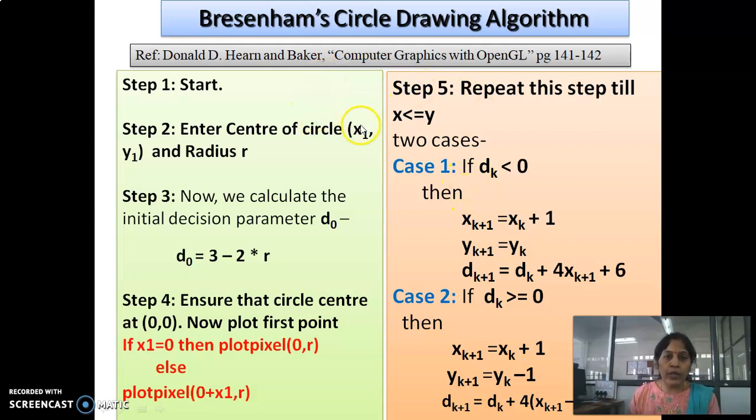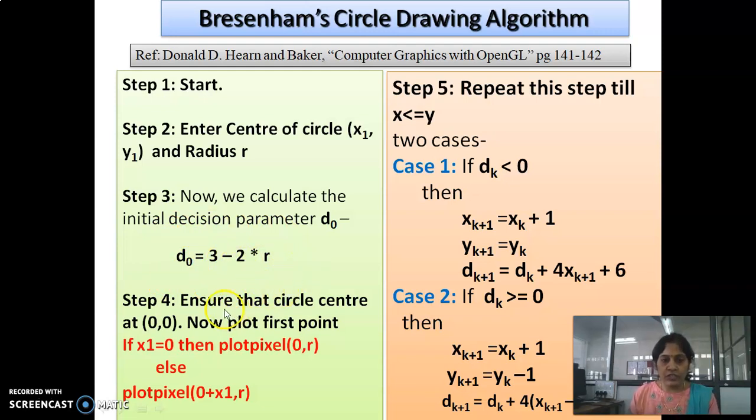So the input to every circle is the radius, represented here by x1, y1 coordinates, and we are taking the input as a radius r and the center point x1, y1. Now we calculate the initial decision parameter, which must be calculated before actually deciding the pixels of the circle drawing. So the initial decision parameter is d0 equal to 3 minus 2 into r.